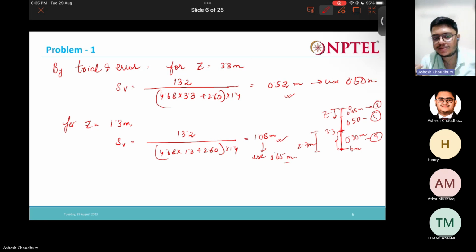So the maximum spacing is coming as 0.30 meter, so we decided to provide 9 layers with that. Then for 4 layers, we will be providing 0.5 meter spacing, and the remaining 1.3 meter height, we will be providing two layers with 0.65 meter spacing. This is completely up to you, you have to decide the spacing.